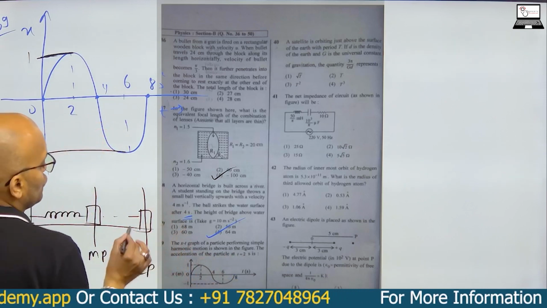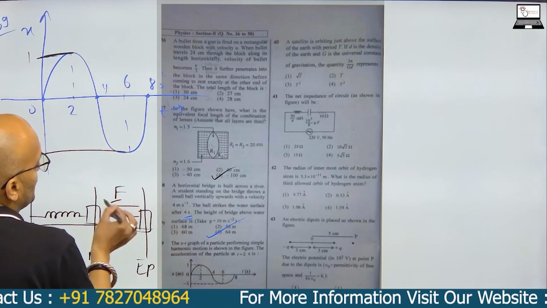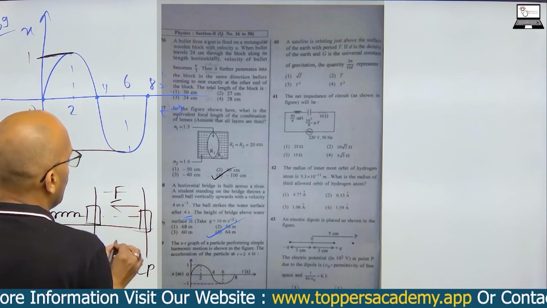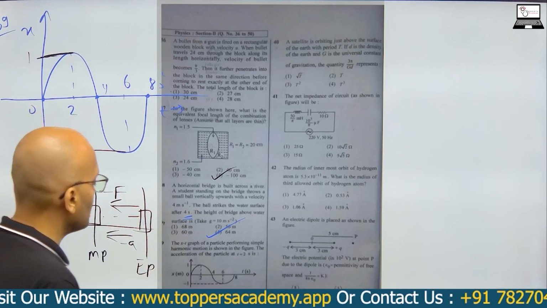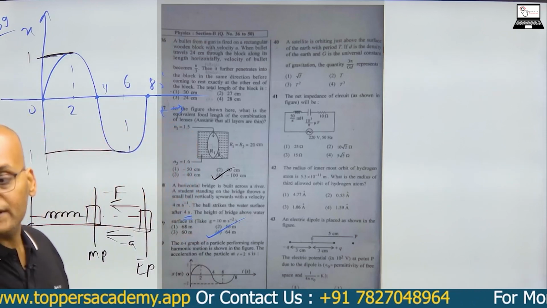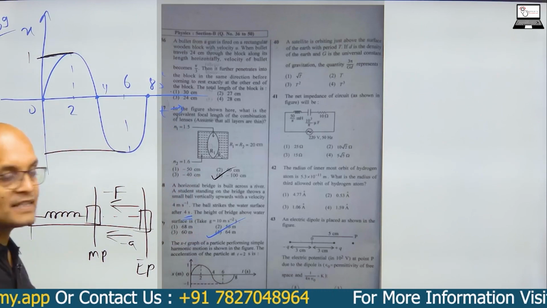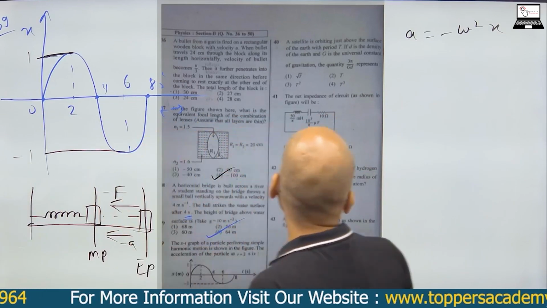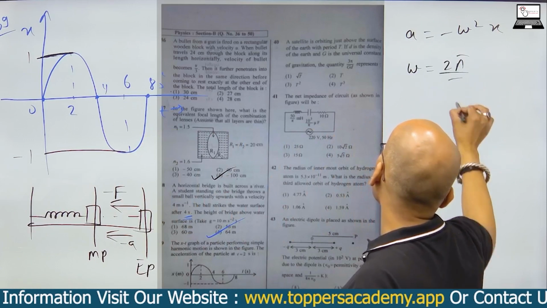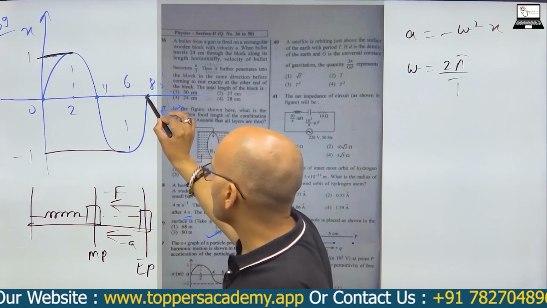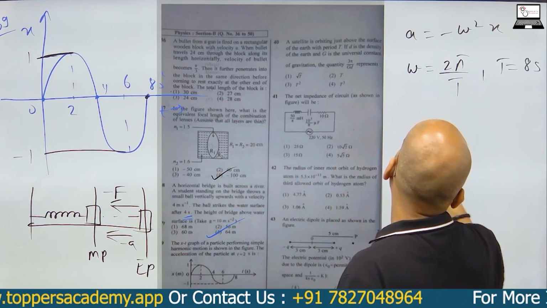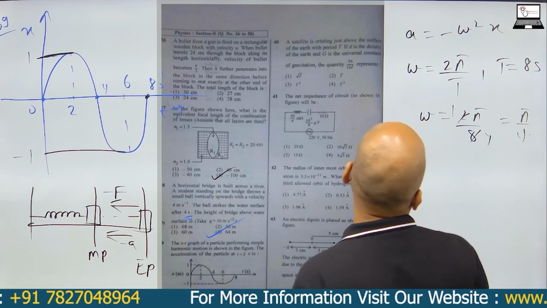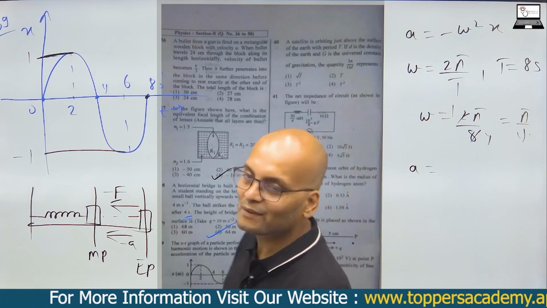When the body is present at the extreme position, force acts in the opposite direction, minus F, opposite to that of displacement, and acceleration is due to force. So acceleration is also in the opposite direction, minus a, but all the options are in minus form, no problem. We need to calculate acceleration now. Acceleration is given by the formula minus omega square x, and omega is equal to 2 pi upon time period. See, this is one cycle, so time period is 8 seconds. So omega is 2 pi upon 8. Omega comes out as pi by 4.